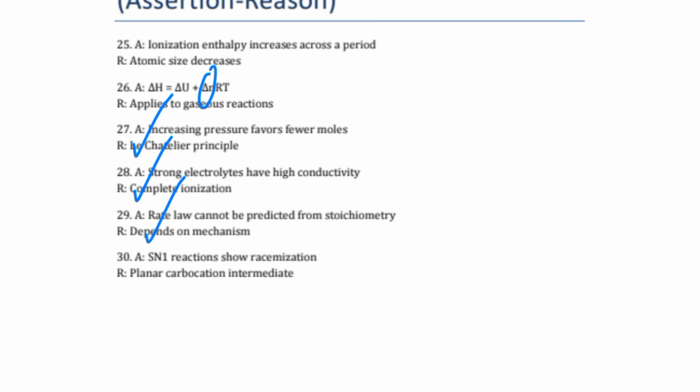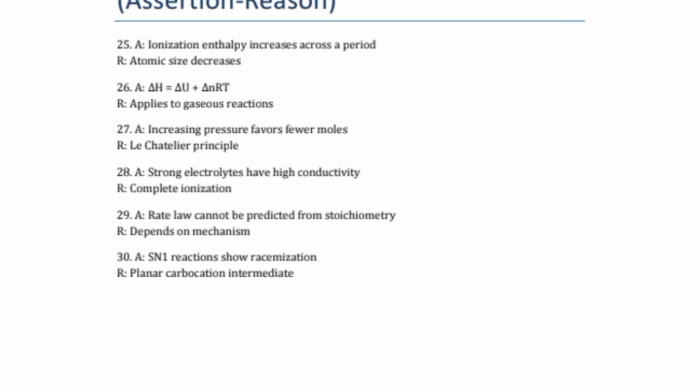SN1 reaction shows racemization. Yes, why? Because it is a planar molecule. In case of a planar molecule, right, this is our planar molecule, sp2 hybridization. So the nucleophile which is coming may attack from this direction, or it may attack from this direction. So you will get both retention of configuration and inversion of configuration. So in that case you will get racemization. So here also both A and R are true.